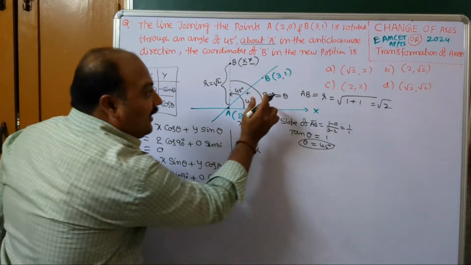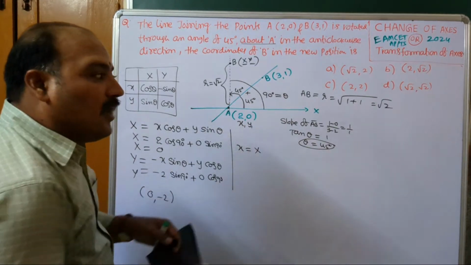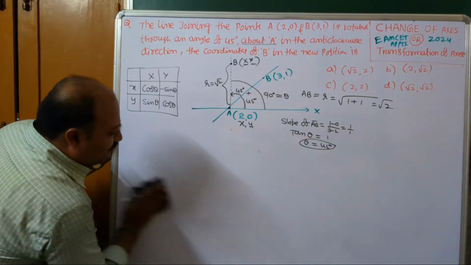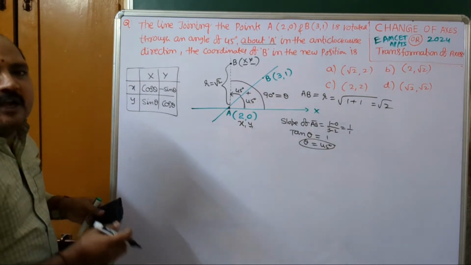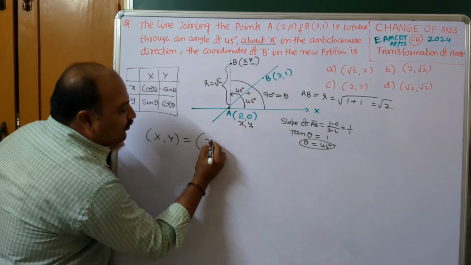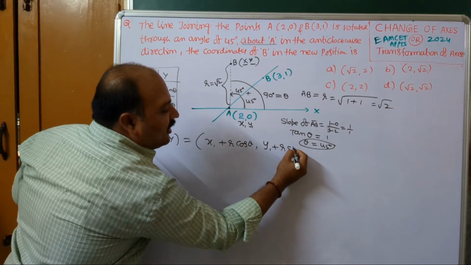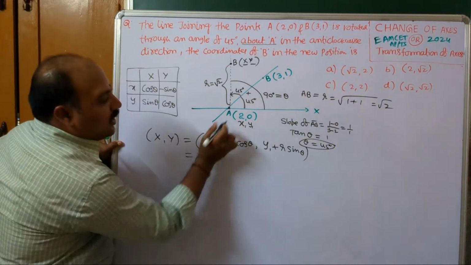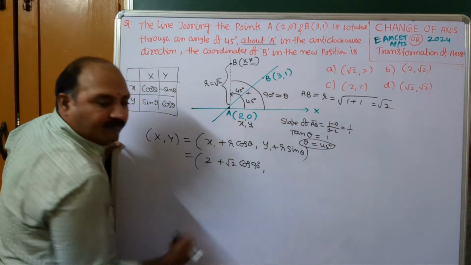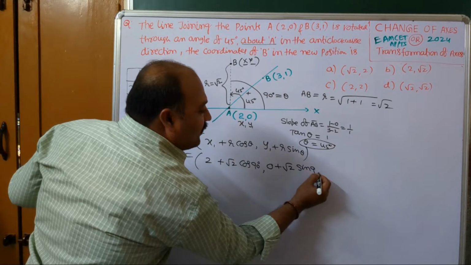So whenever theta and R are there and this point is x1, y1, we have another method to get the values in the new system. Instead of this method, which will be a little long, capital X comma capital Y is equal to x1 plus R cos theta, y1 plus R sin theta, dear students. So x1 is 2 plus R value root 2 cos theta value 90, y1 0 plus R value root 2 sin 90.